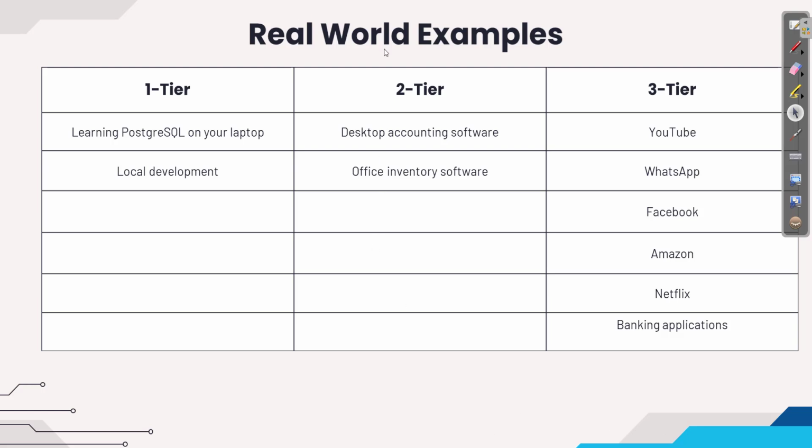Okay, this is the real world example. One tier is learning Postgres on your laptop or local development. Two tier is desktop accounting software or office inventory software. And three tier is the applications you are using on a daily basis: YouTube, WhatsApp, Facebook, Amazon, Netflix, and all the banking apps. All these modern web applications are using the three tier architecture.